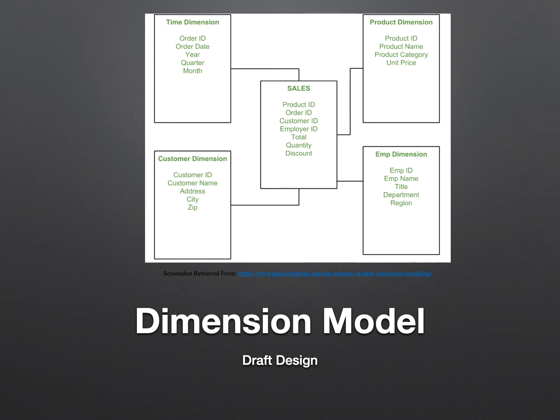In the center, you'll see the sales fact table with attributes that reference the dimension tables. The star schema makes it easy to handle because it has dimensions with few attributes. The advantages are simple queries, simple business reporting logic, and feeding cubes. As you can see, I have my sales in the center, and it has product ID, order ID, customer ID, employee ID, total, quantity, and discount.